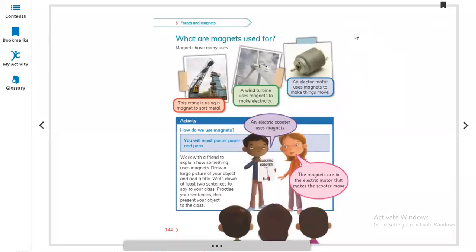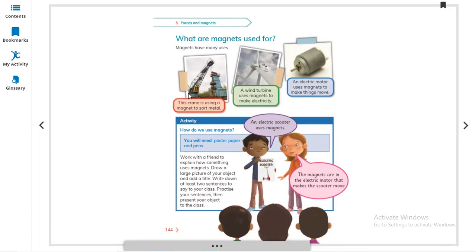What are magnets used for? A lot of places we are using magnets. Magnets have many uses. You can see here an electric motor. It uses magnets to make things move, like an electric car, electric robots, electric machines. A wind turbine uses magnets to make electricity. So magnets are also used in electricity creation or in turbines.